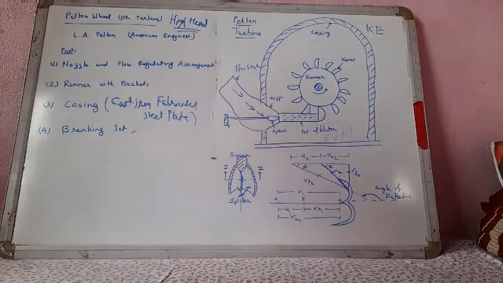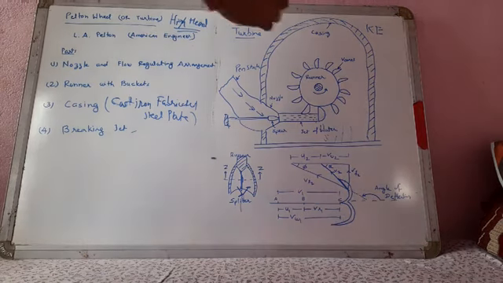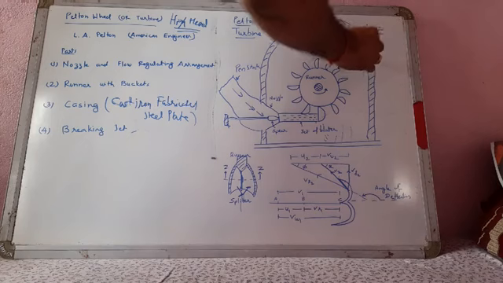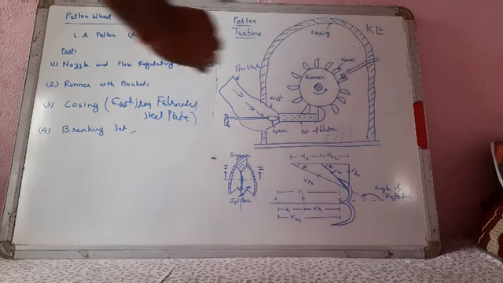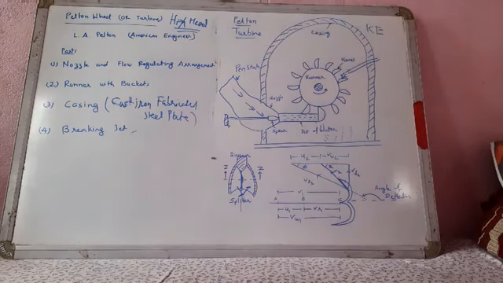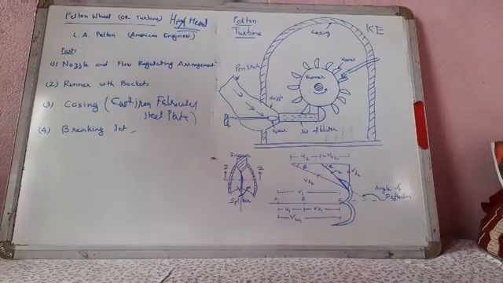To stop the runner in a short time, a small nozzle is provided which directs the jet of water to the back of the buckets. This jet of water is called the braking jet. This provision directs the jet onto the backside of the runner vanes to stop its running.